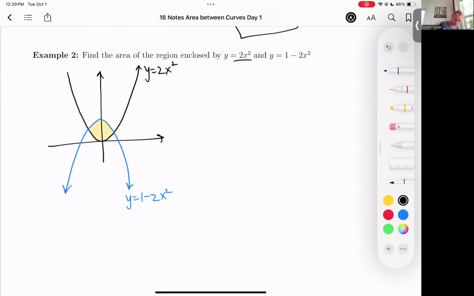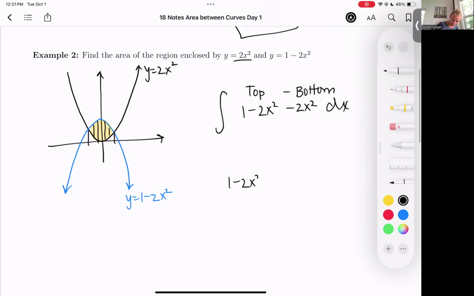Again, I can draw vertical line segments. My top function is always the blue graph. And my bottom function is always 2x squared. Here's your top minus bottom. And now I have to figure out my bounds. So I need what are these x values? So that's where those two curves intersect.